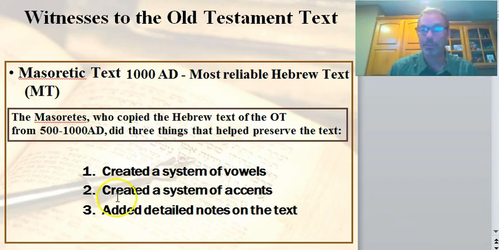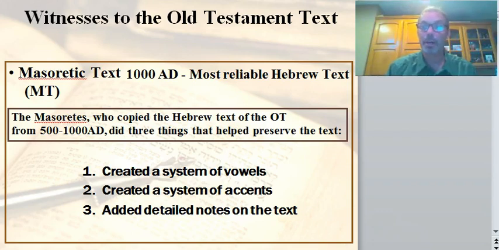Another thing that the Masoretes did was they created a system of accent marks. Originally, the Hebrew text was written just as a solid line of consonants without any word divisions. And so what the accent marks did was to help create word divisions, or to know which consonants went with which words. And so the Masoretes added those as well.